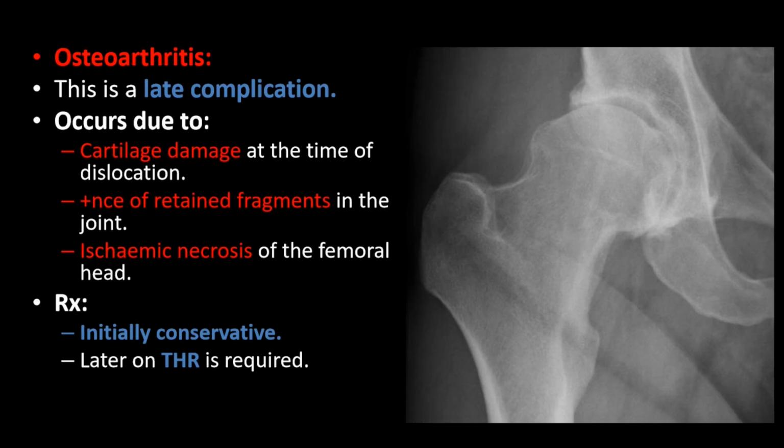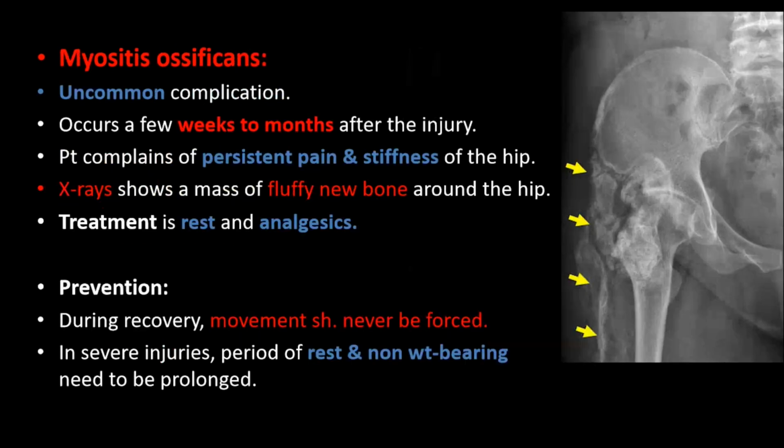And next is the ischemic necrosis of the femoral head. Whenever there are ischemic changes to the femoral head, that will eventually lead to damage to the articular cartilage, subchondral bone, and the necrosis. So these changes will lead to osteoarthritis of the joint. As you can see here, both the articular surfaces are not well defined. The margins are fluffy. There is sclerosis, and the joint space is lost, especially from this area. So what is the treatment of osteoarthritis? Initially the treatment is conservative, but later on total hip replacement is required. Last complication is myositis ossificans.